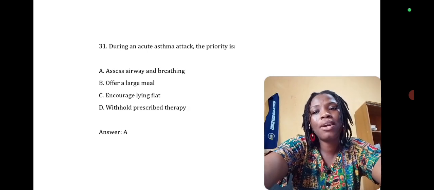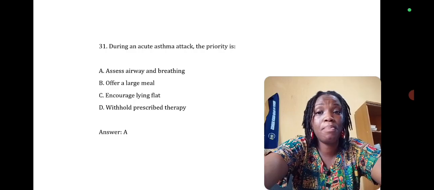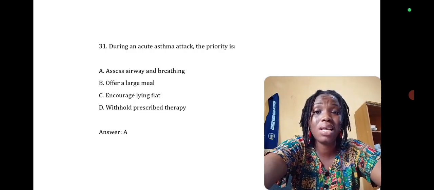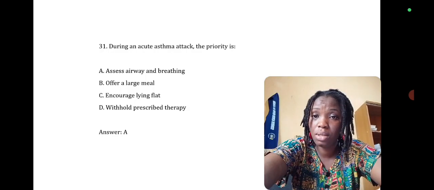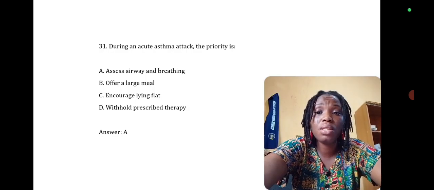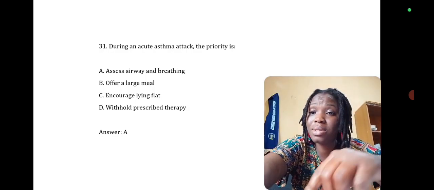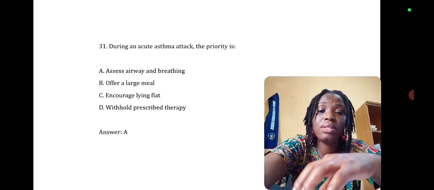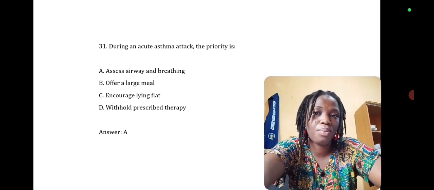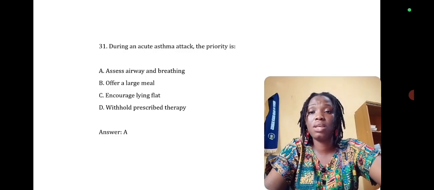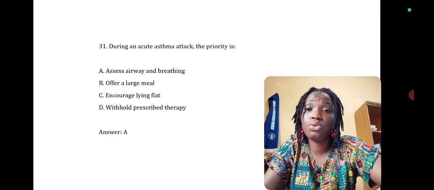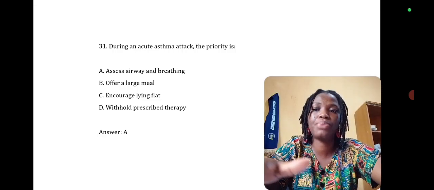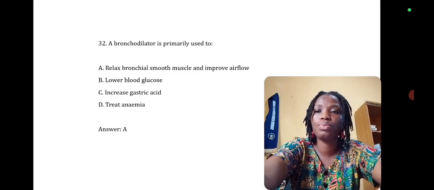31. During an acute asthma attack, the priority, as in any respiratory attack, is A, B, C, D, E. A, airway. You must assess the airway, assess your breathing, assess circulation, any disability, and exposure. That is what you do in emergency cases. You must do your A, B, C, D, and E. So assess airway, assess breathing. That is what you should do.